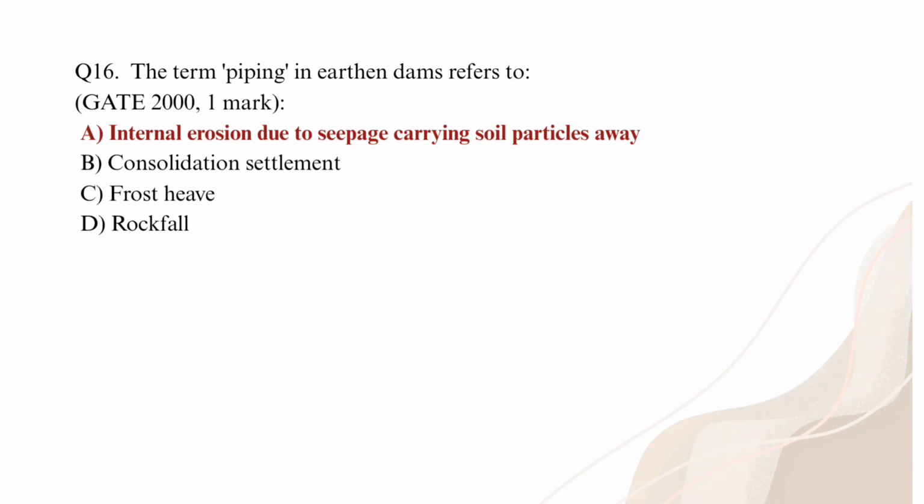Because piping is a progressive removal of soil by seepage flow, forming channels, and it can lead to failure if it is unchecked. So option A is correct, that is internal erosion due to the seepage carrying soil particles away. This question was asked in GATE 2000 for 1 mark.